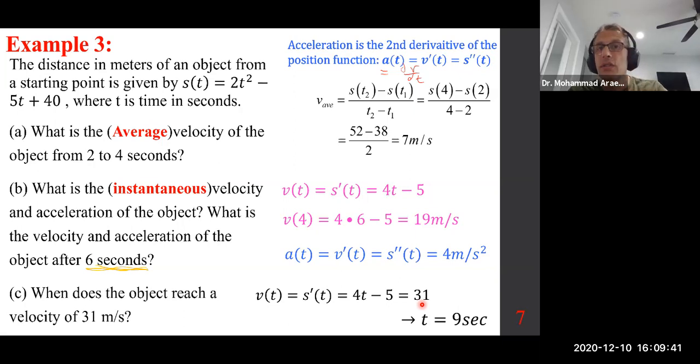And of course, the reverse process. Given the acceleration, you integrate, you get the velocity function, you integrate again, you get the position or distance function.